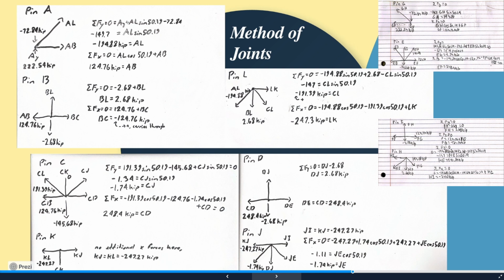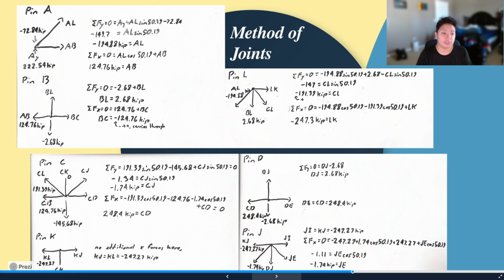The method of joints is used to determine the forces in the members of a truss by analyzing each joint individually. I started all the way with pin G, where only 2 members met, and I started the equilibrium equations where I set my Fx and my Fy equal to 0, and then I solved for the unknown forces, which I then repeated for each joint all the way up until I found all the member forces.